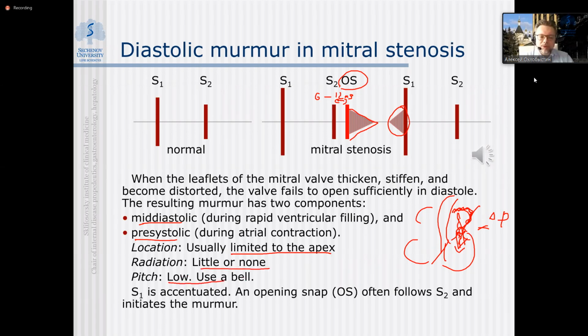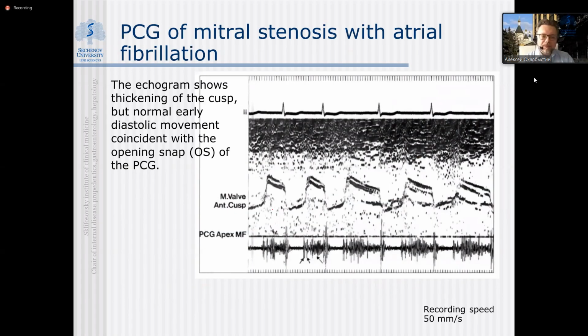Pitch will be low, so you should use the stethoscope without the membrane, without the diaphragm, just the bell. S1 will be very loud, again due to the empty left ventricle, so-called cannonball S1. And don't forget about the opening snap, which should always precede the diastolic murmur. The diastolic murmur may be assessed by different means.